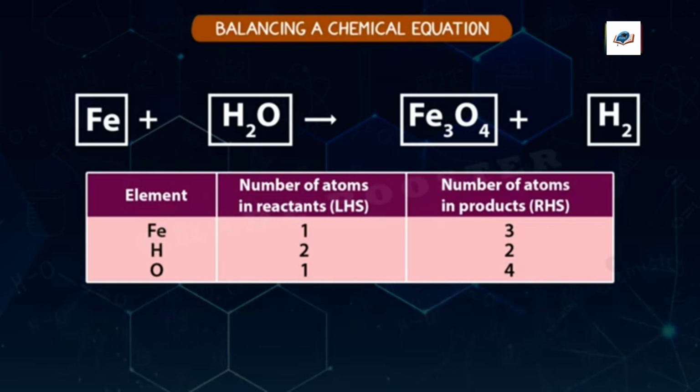For example, if we have Fe3O4, which has a lot of oxygen atoms. If we look at the oxygen atoms on both sides, there are 4 oxygen atoms on one side, that is on the right hand side, and only 1 oxygen atom on the left hand side. So we'll start by adjusting the number of oxygen atoms to make them equal on both the sides.